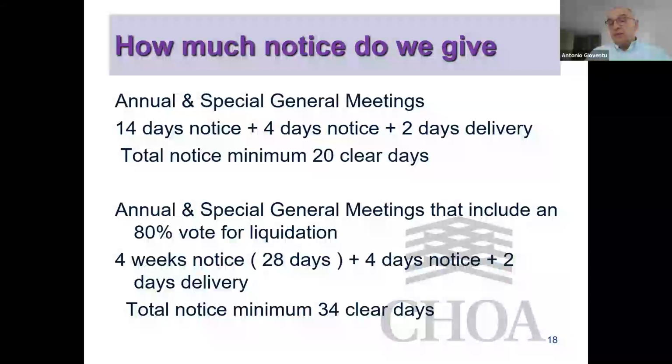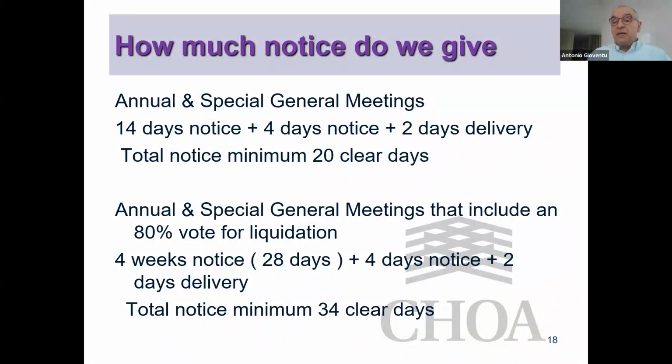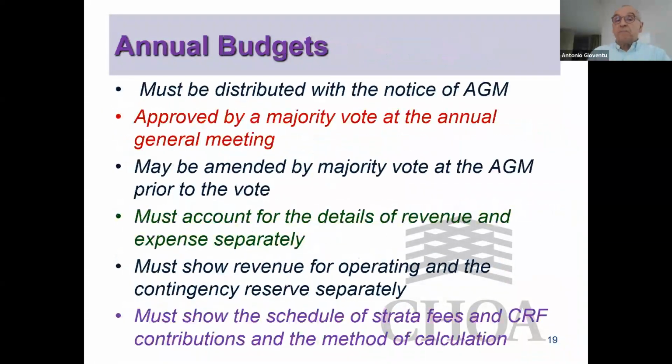The only exception to this is any annual meeting that includes an 80% vote for a liquidation or a wind-up. Say a Strata Corporation has an agreement to sell. You're going to pass an 80% vote. This increases to 28 days, plus 4 days notice and the delivery. So there's a substantially longer period of time. One of the reasons for this is because the parties who have to be notified are more extensive than just simply the owners of each strata lot.